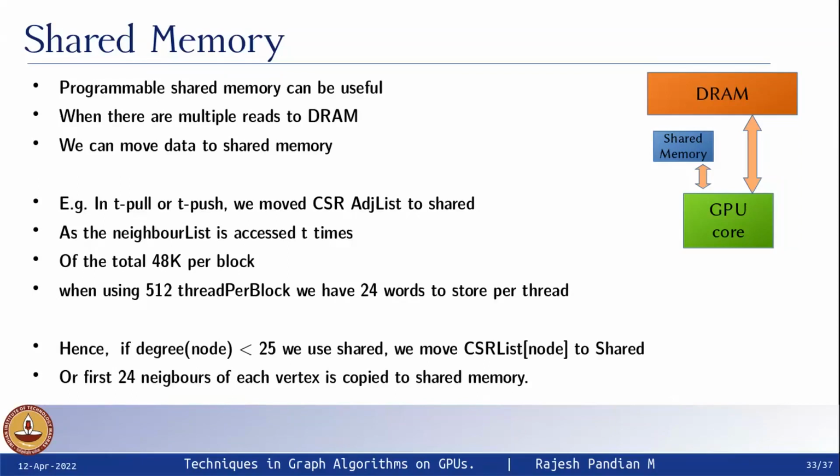If the degree is larger than 24, then we can store just the first 24 neighbors in the shared memory, and the rest of the neighbors can be read from the DRAM. This is an approach which can improve the performance of our t delta optimization.